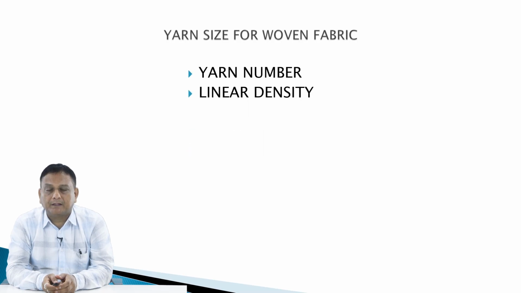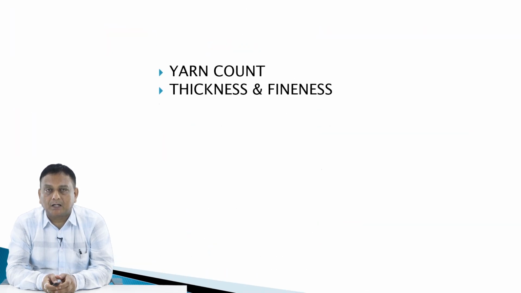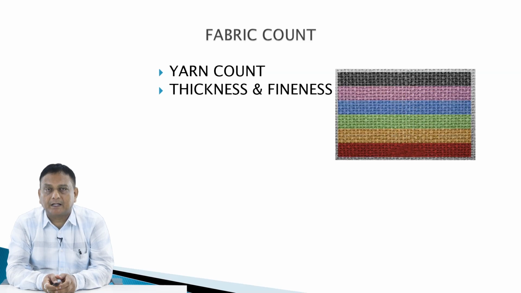So yarn size for woven fabric is very important. The yarn number and the linear density, or the thickness, play an important role in the yarn size. Now yarn count, thickness and fineness are very important in the fabric count part. Different fibers are there, so yarns are used. So what is the thickness of the yarn or the fineness of the yarn? Those things are judged here in the fabric count.